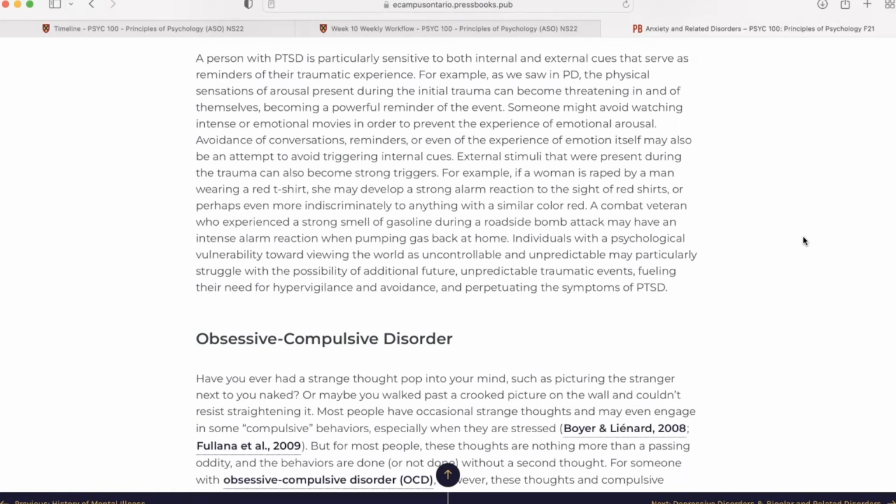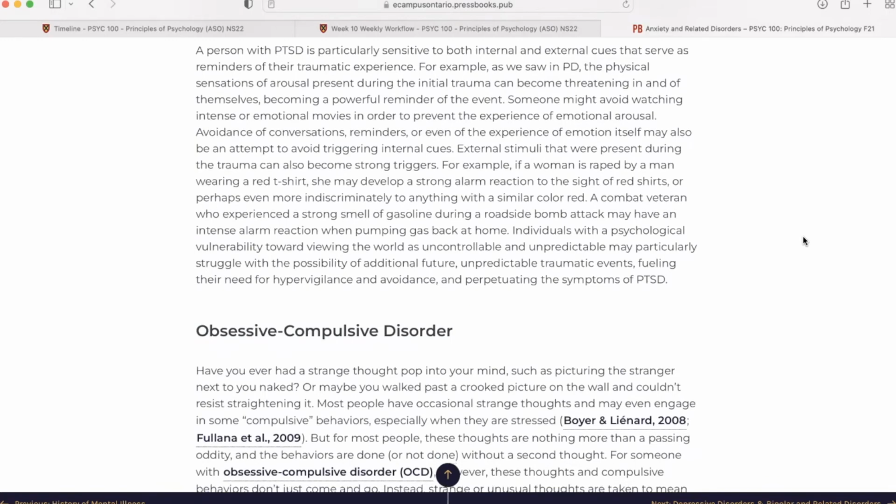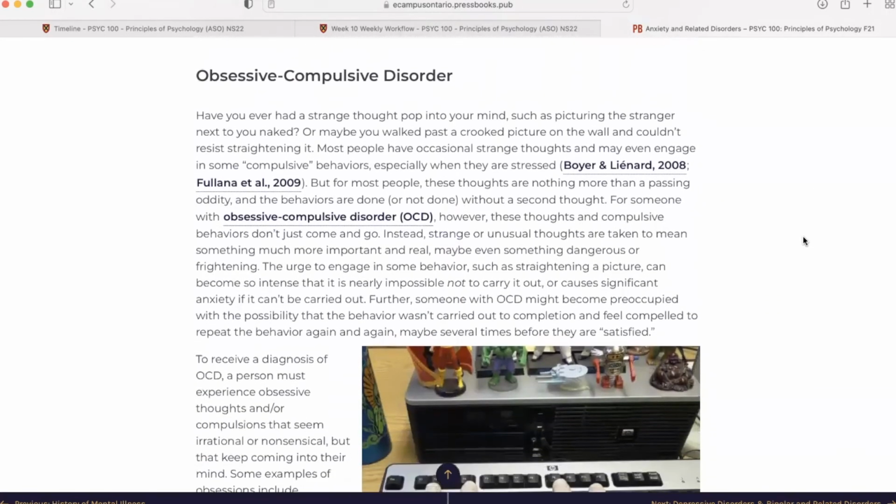Individuals with a psychological vulnerability toward viewing the world as uncontrollable and unpredictable may particularly struggle with the possibility of additional future, unpredictable traumatic events, fueling their need for hypervigilance and avoidance and perpetuating the symptoms of PTSD.